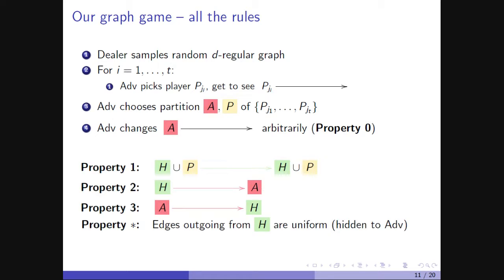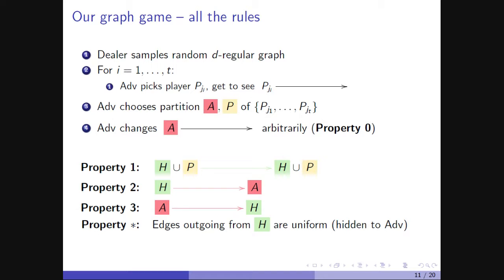What about the coloring properties? Honest and passive guys authenticate each other. Honest guys accuse active guys. Active guys accuse honest guys. And notice that the edges that are going from H are hidden to the adversary. So that's another interesting and important property.